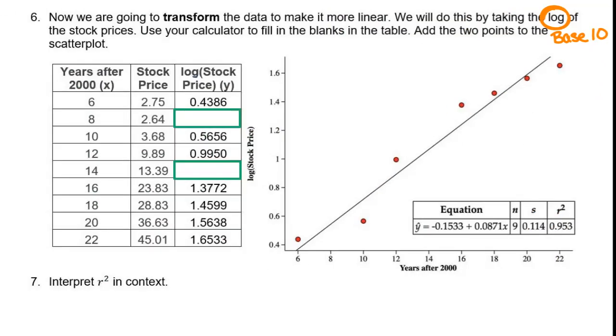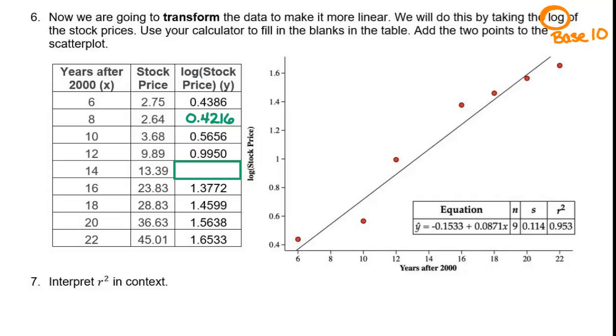So they've gone through and done that for a bunch of these different stock prices. They did log of 2.75 and they got 0.4386. On your calculator, I want you to do the log of 2.64. 0.421. Yes. Let's take it out to 4 places since they took theirs out to 4 places. We get 0.4216. If you need help finding the log button on the graphing calculators, I'm happy to help you find the log button. It took me a minute because I'm slow.